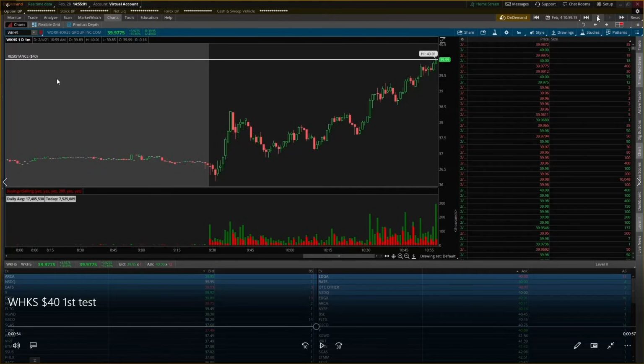WKHS, to get more context, resistance is at $40. It's a whole number. This also was the high of day from the day previous. So a very key area of resistance, a break above 40. This broke above it, but after 3 or 4 tests.